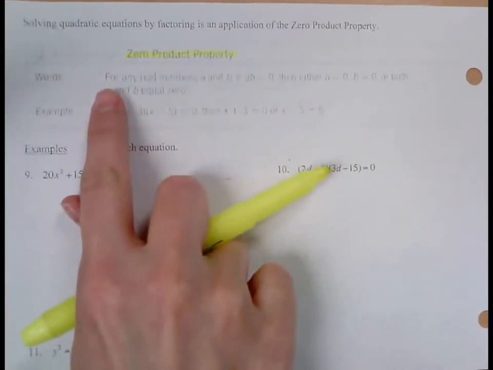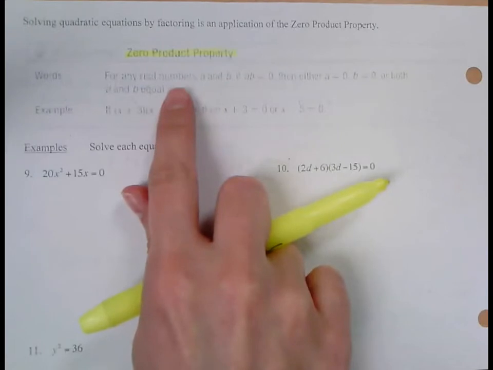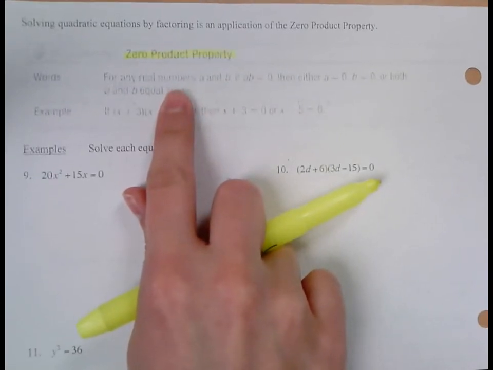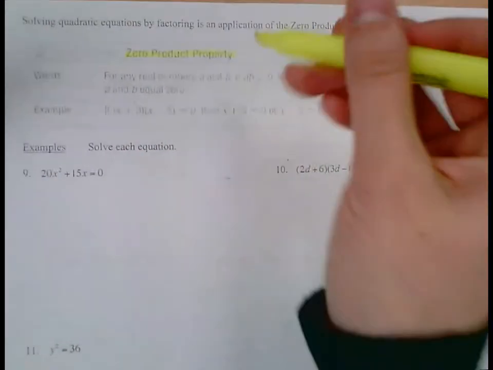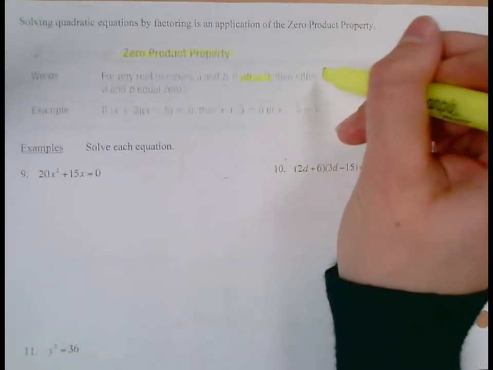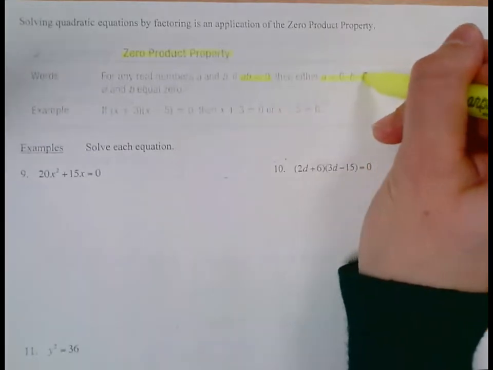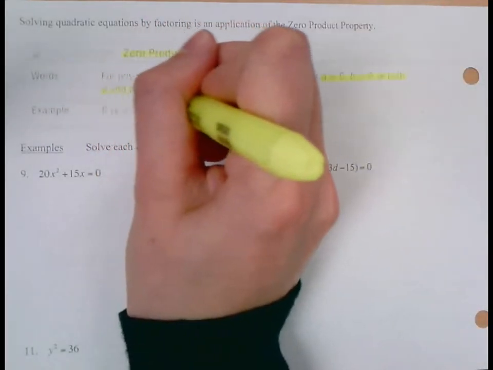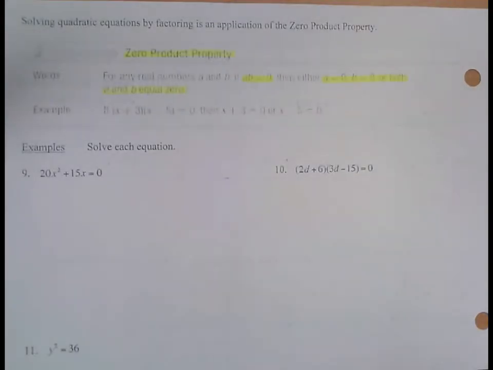And what that states is if you have any real numbers, or this could be any quantities, A and B, if you know A times B is equal to 0, then you know either A has to equal 0, B has to equal 0, or both have to equal 0. The only way to get a product of 0 is if one of the 2 or 3 or 4 quantities being multiplied is 0.